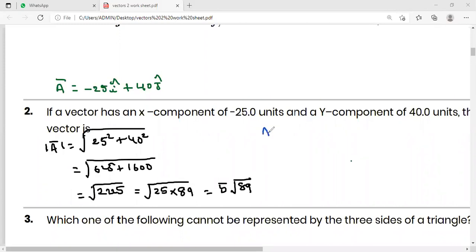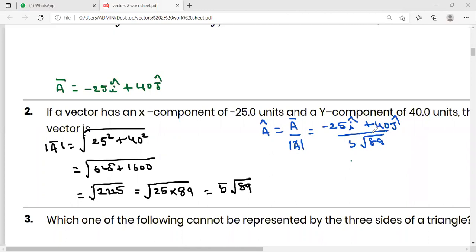direction A cap is nothing but the whole vector divided by the magnitude. So that will be equal to minus 25 i cap plus 40 j cap by the magnitude, which is 5 root 89. Also, here direction can be explained in terms of angle.